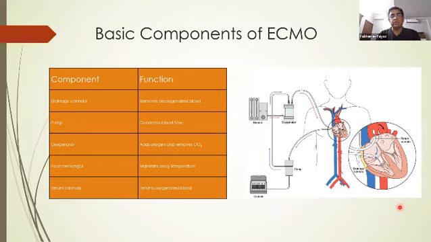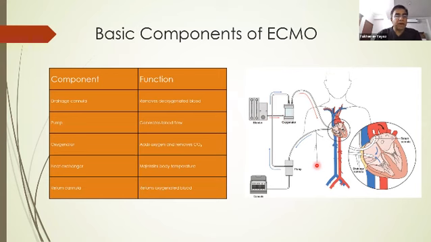So the basic components of the ECMO circuit: there's a drainage cannula which is draining the heart, and then it goes to the pump, which is driven by the whole equipment called the console. The pump pumps the blood to the oxygenator, and the oxygenator is attached to a blender, and there is a heat exchanger as well. What it does is that it removes the carbon dioxide, it adds oxygen, and it maintains the temperature, and then it pushes the blood into the arterial side.